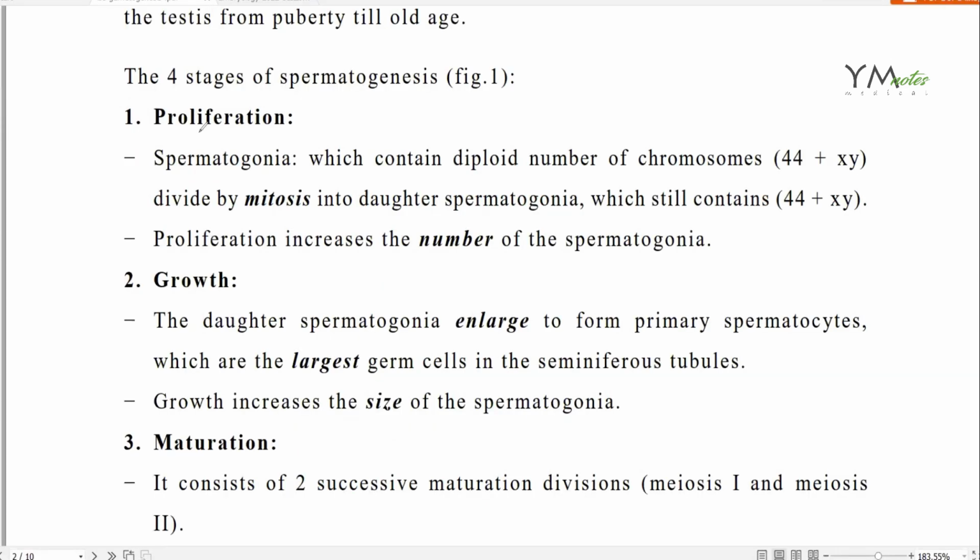Spermatogonia, just like any cell in our body, has a diploid number of chromosomes, meaning it has diplo, which in Greek means double.